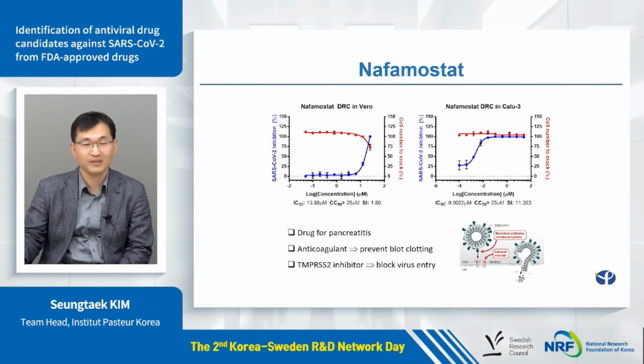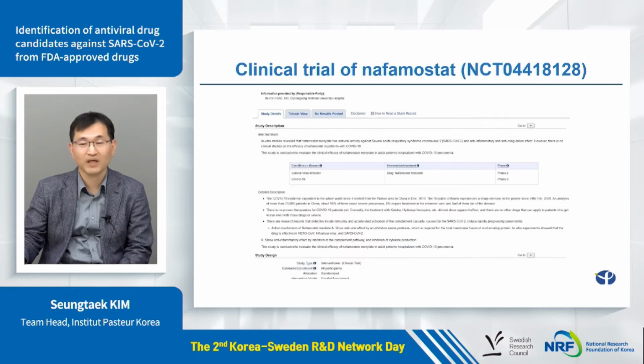So in this slide, I compare the nafamostat dose response curves between the Vero and the Calu-3 cells. You can see the very low IC50 of nafamostat in Calu-3 cells. Nafamostat was originally developed as a drug for pancreatitis, and it is also used as an anticoagulant. For numerous COVID-19 patients, blood clotting is a serious concern. So we expect nafamostat would play dual roles in COVID-19 patients: first, as a viral entry inhibitor, and second, as an anticoagulant. So based on our results and others, several phase 2 clinical trials are being conducted in Korea and foreign countries.